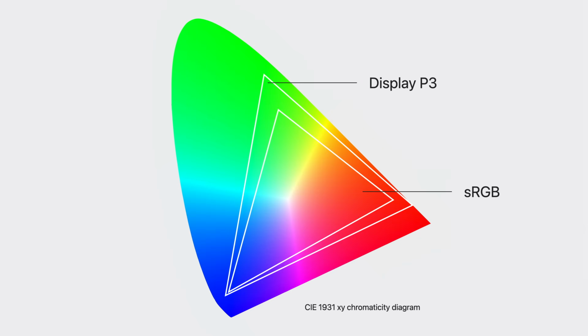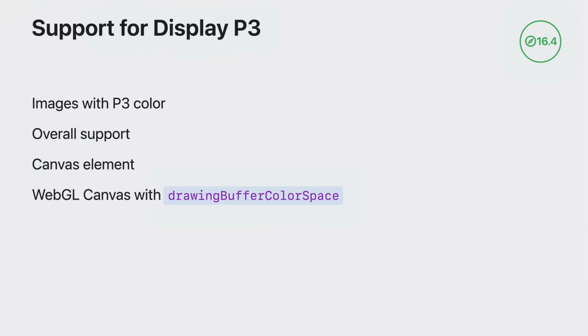Let me give you an update on P3 in Safari. We shipped support for images in P3 7 years ago in Safari 10. In Safari 10.1, we added overall support for P3 for most of the web page. In Safari 15.2, we added support inside the canvas element. And in Safari 16.4, we added support for P3 in WebGL Canvas through the use of drawing buffer color space.